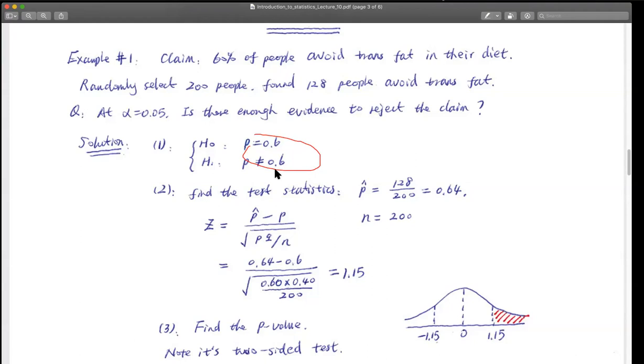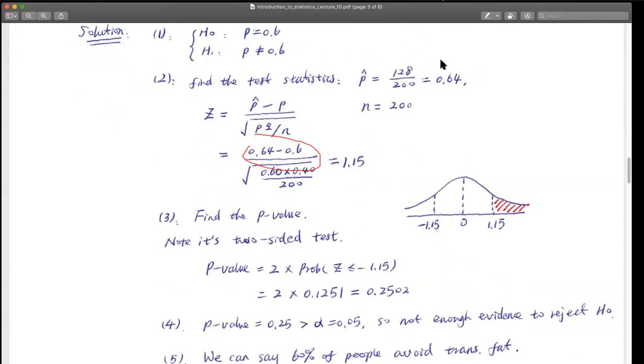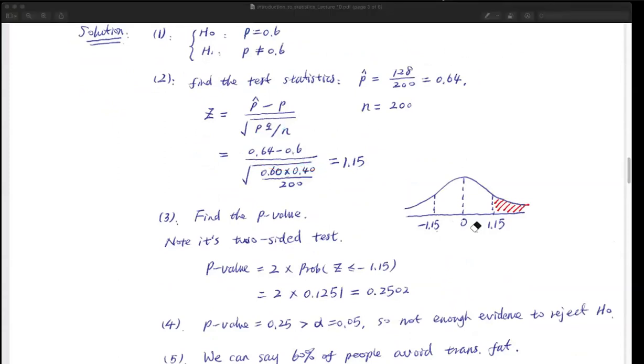So H1 here is the not equal to. That means it's two-sided. Once we find out this 1.15, we find the tail area. Also, we have to include the other side because H1 is double-sided. Two-tailed, two sides, right? So we are going to double the area.